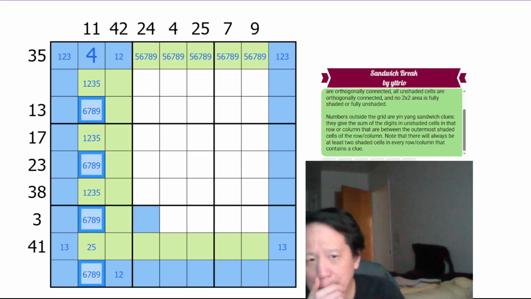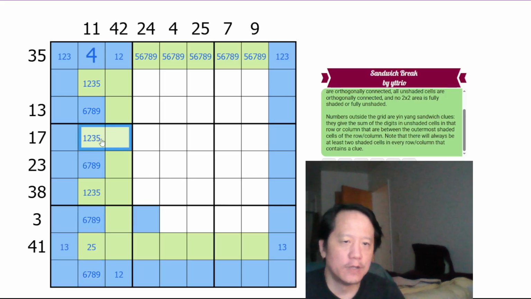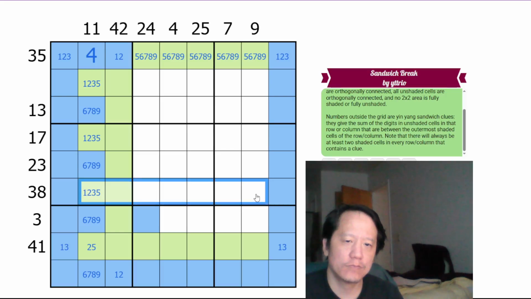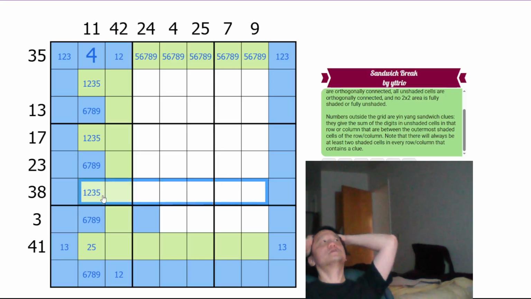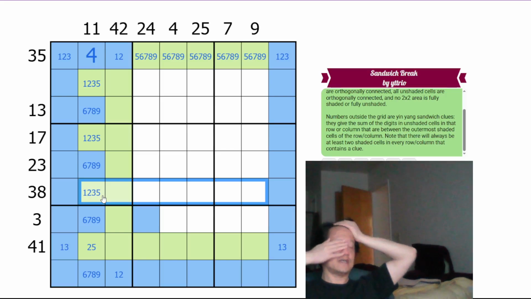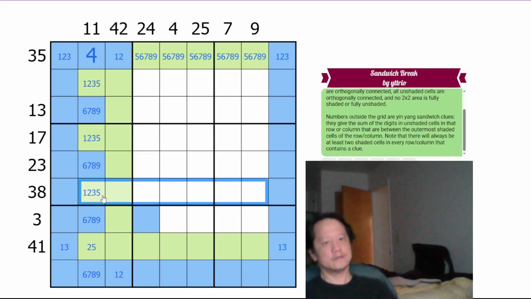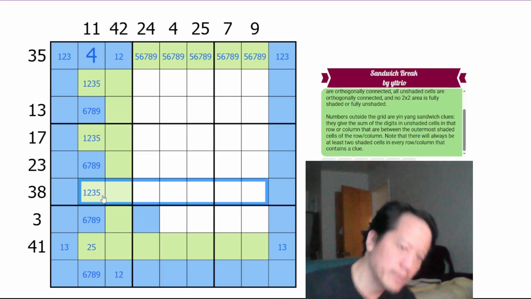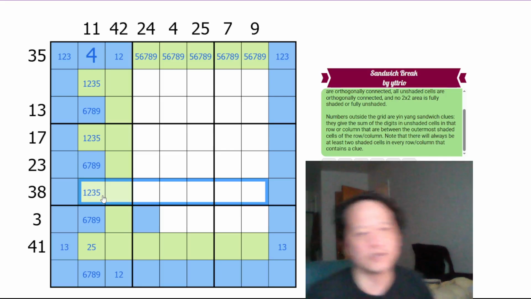Okay. We have 2 digits here. You can have at most 3, so you have to have 6 unshaded cells, green cells in row 6 to add up to 38. But we don't know if all of them are green, right?